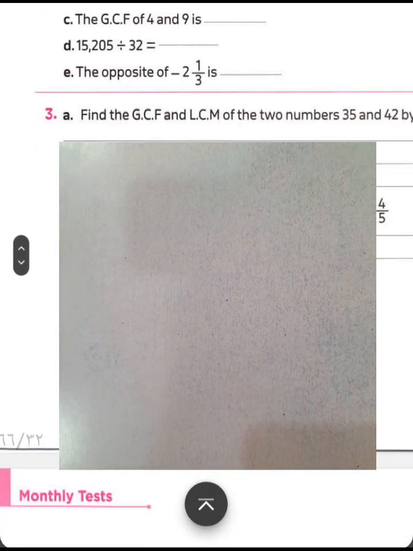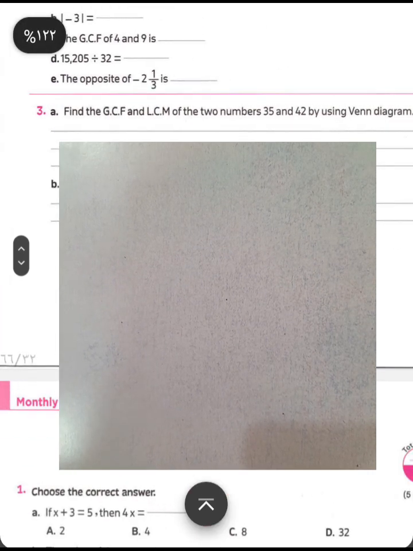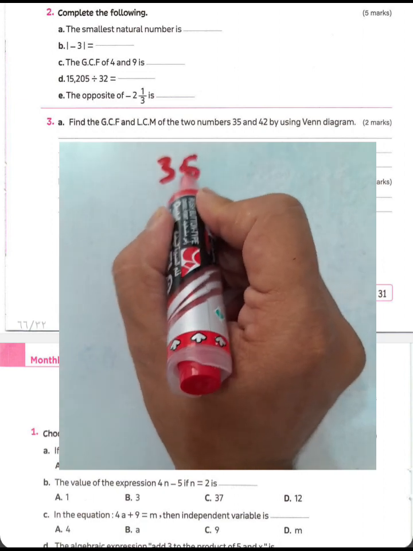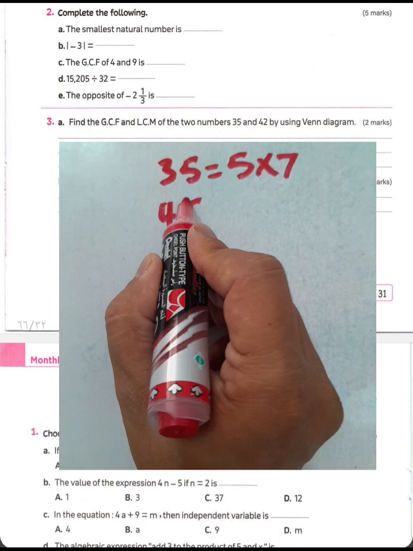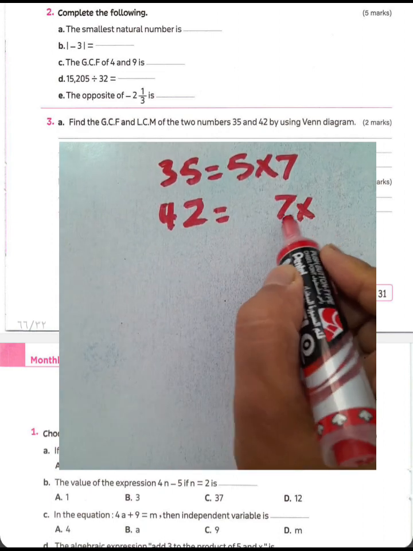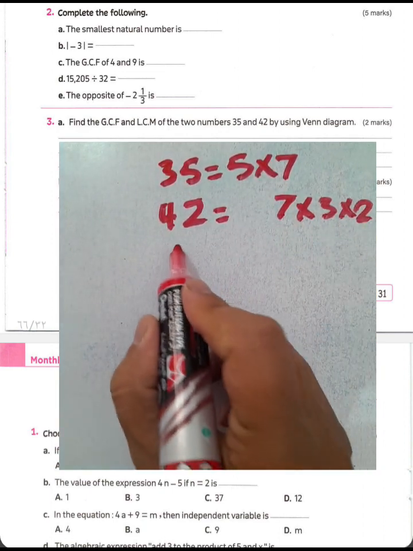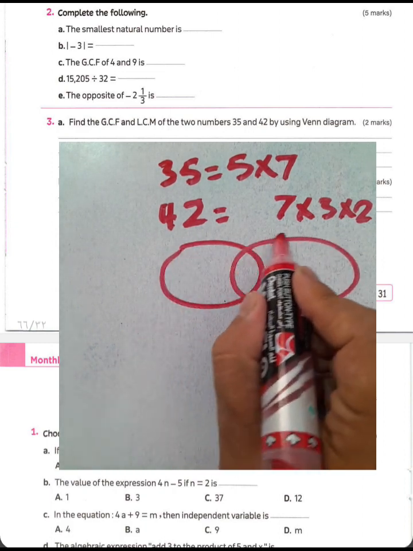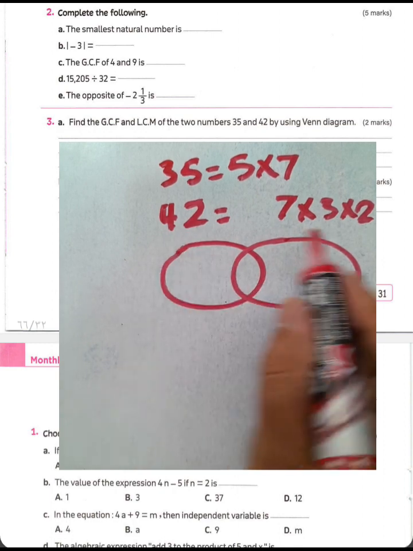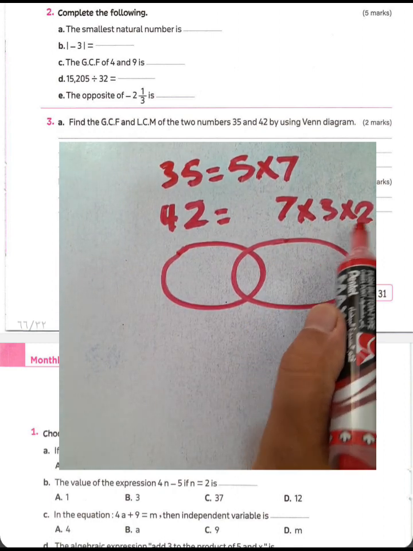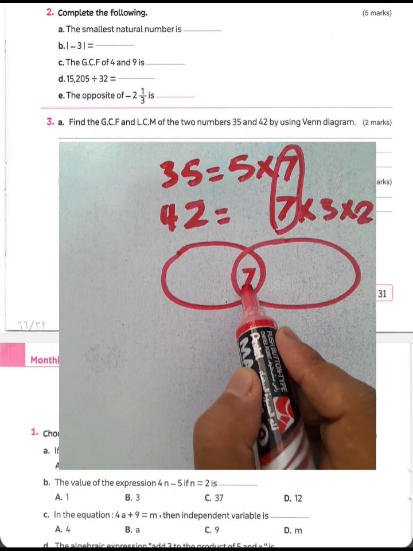Next question. Number 3. Find the greatest common factor and the least common multiple of the two numbers 35 and 42 by using a Venn diagram. Okay, we know 35 equals 5 multiplied by 7, and 42 equals 7 times 6, and 6 equals 3 times 2. You can use the Venn diagram to draw two circles that intersect in this part. Here, the prime factors of 42 are 7 and 3 and 2. The common between them will be 7.